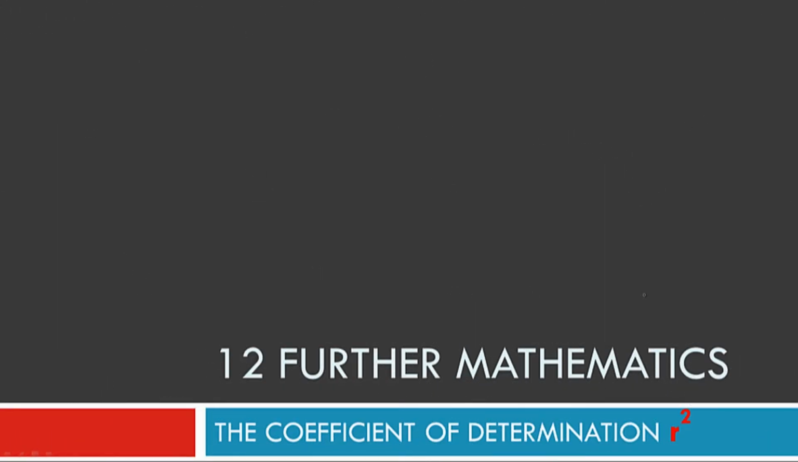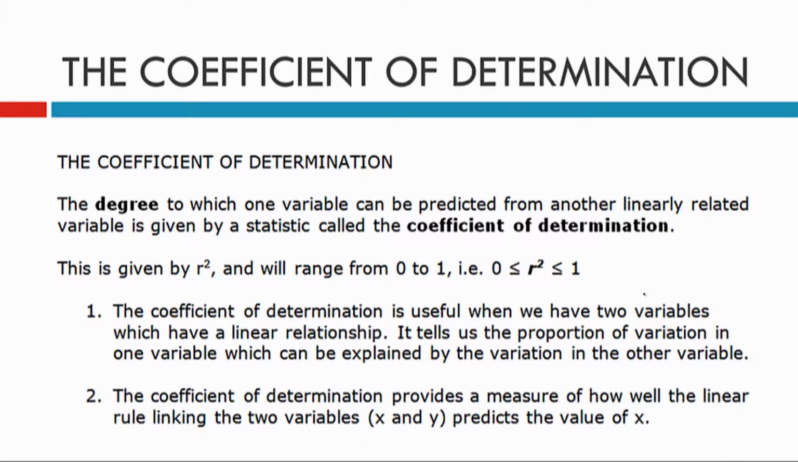Okay guys, coefficient of determination, R squared this time is what we're doing, which is different to the lesson we just did, because that was Pearson's correlation coefficient R. Now, this one tells us the degree to which one variable can be predicted from another linearly related variable. And it's, as I said, called the coefficient of determination.